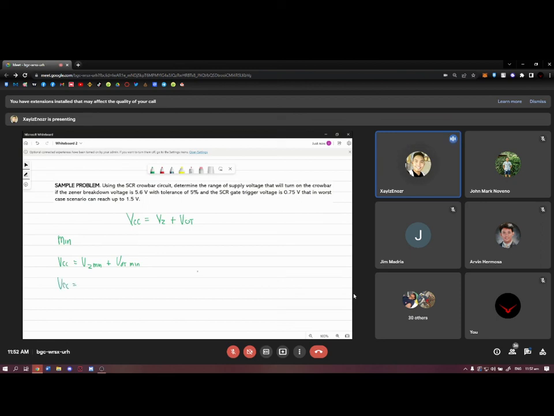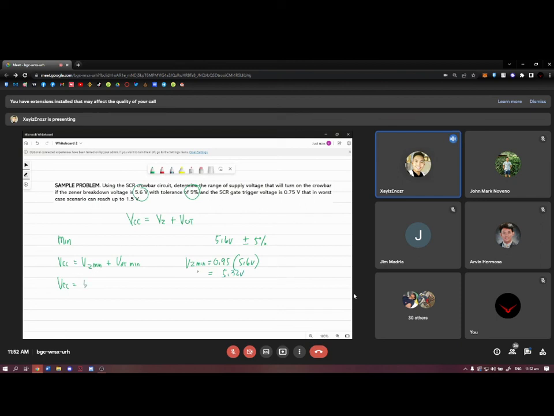VZ minimum kasi yung linear natin is 5.6 volts but may tolerance siya na 5%. Ibig sabihin, yung 5.6 volts mo, may tolerance siya plus or minus 5%. So ano yung minimum nito? Obviously, ang minimum nito is 0.95 ng 5.6 volts. VZ minimum. So, ilan yung VZ minimum natin? 5.32 po. So 5.32 volts.